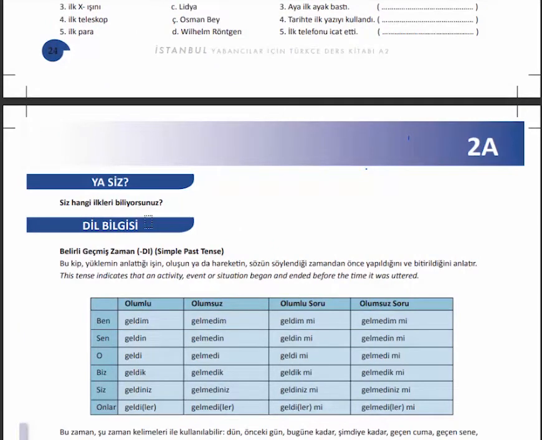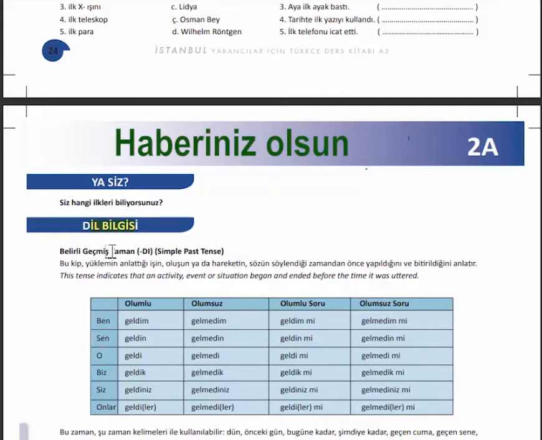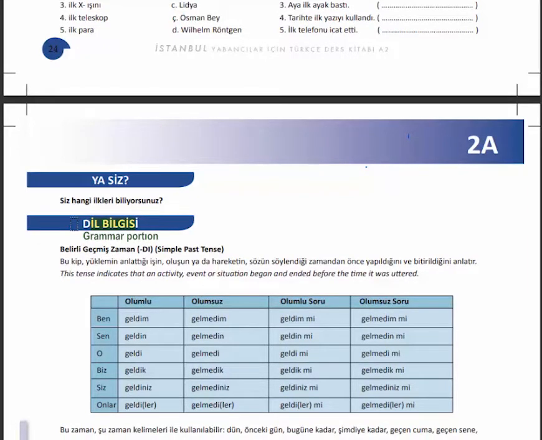Merhaba arkadaşlar. In this video we are going to learn the Dil Bilgisi portion of Istanbul book chapter number 2, section 2a. Haberin olsun is the chapter title. In this Dil Bilgisi portion we are going to learn belirli geçmiş zaman, meaning simple past tense in Turkish.